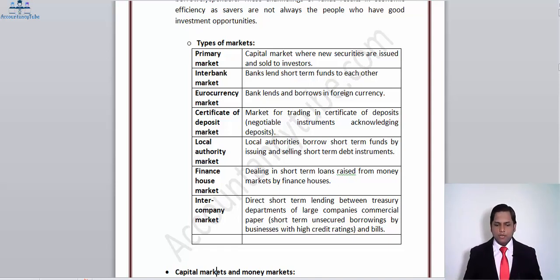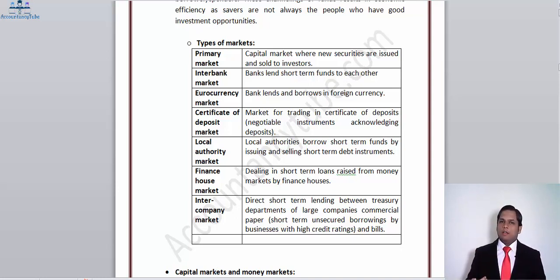Then we have got a eurocurrency market. Banks lend and borrow in foreign currencies as well. So whenever banks lend and borrow in foreign currency with each other, that market is called the eurocurrency market. Don't get confused with the name. Eurocurrency does not necessarily mean that borrowings will be in euros. It could be in Japanese yen for all it cares. The word is used to explain that the borrowing is not done in the currency of its own origin.